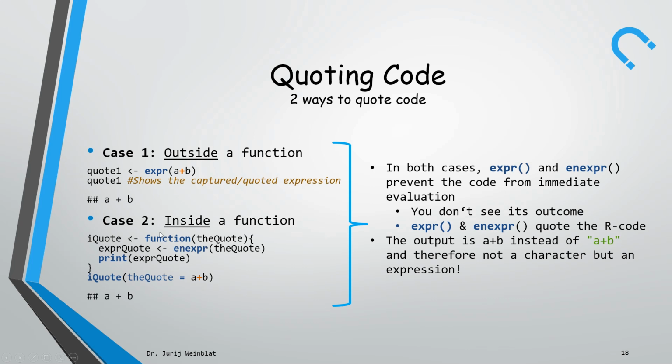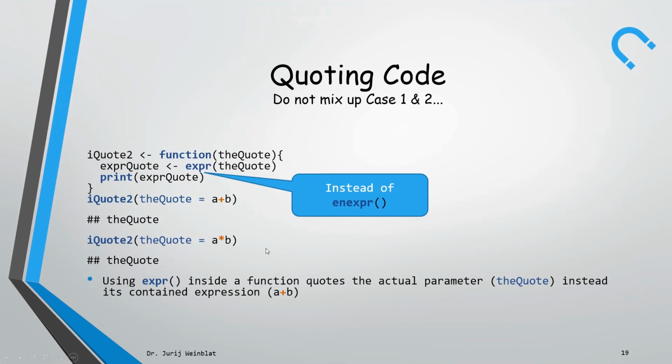And now you could ask, okay, what happens if we mix up these cases? What happens if I also use expression inside a function and not an expression? And the answer to that can be found on this slide. So you see here I use expression instead of an expression. The rest is still the same. And now you see that the outcome is different. Now the outcome is the quote and not actually a plus b or a multiplied by b.